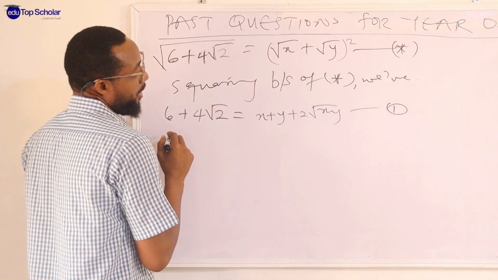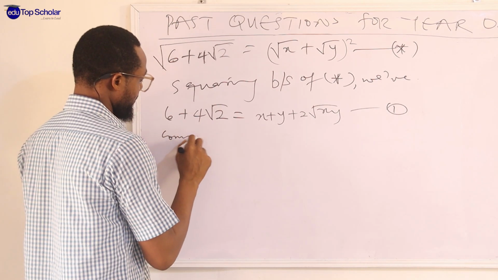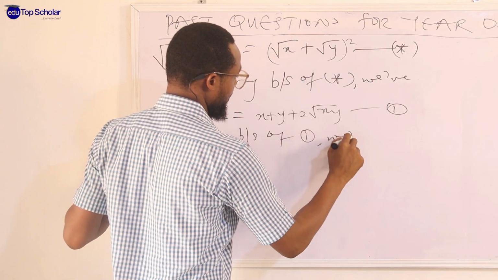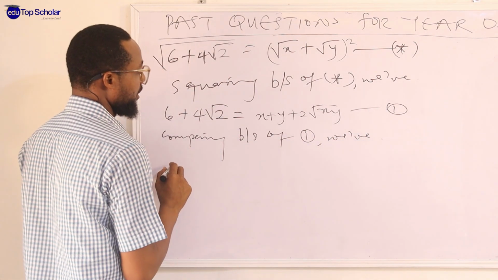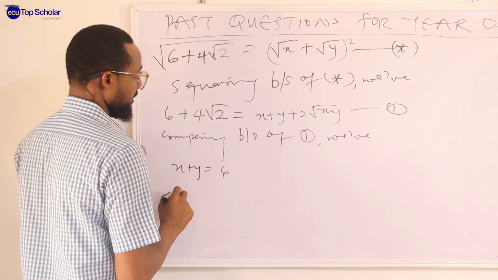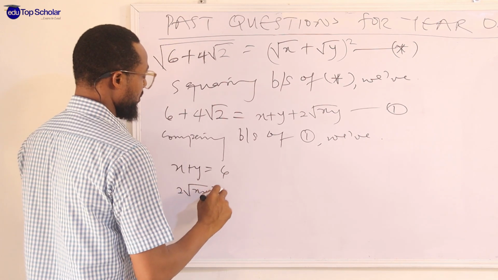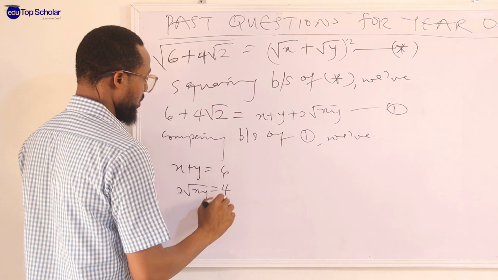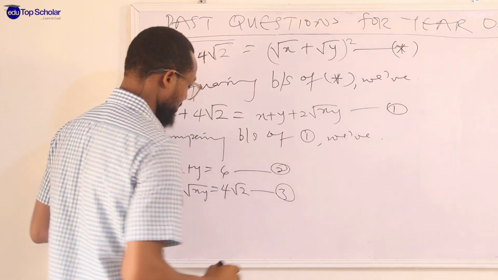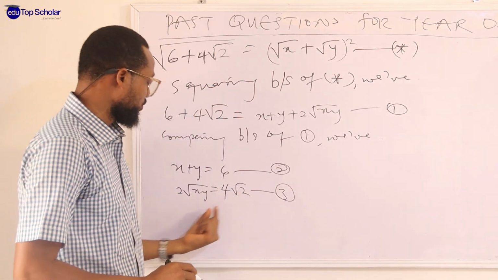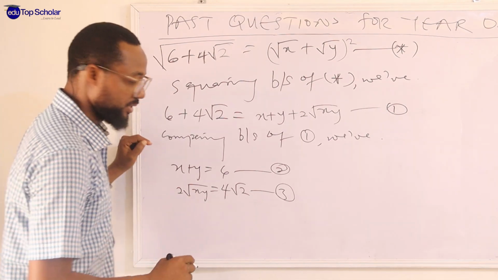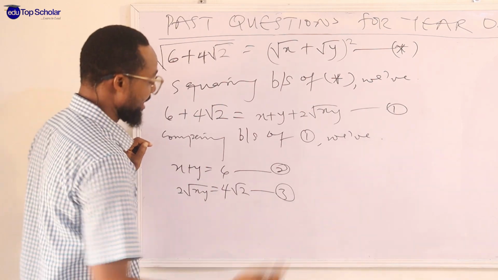Okay. So, by comparing both sides of equation 1, we obtain the following. We now have x plus y equals 6, and 2 root xy equals 4 root 2. I can call this one equation 2. We name this one equation 3. But we can see that in equation 3, we still have the roots there, and it will be affecting our operation. So we want to deal with that as well. What do we do next? We square both sides again.